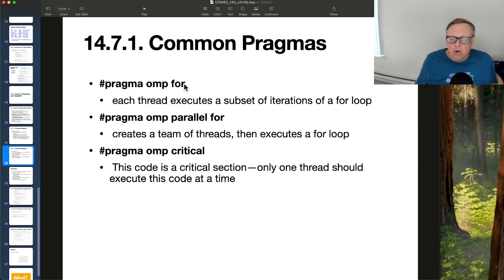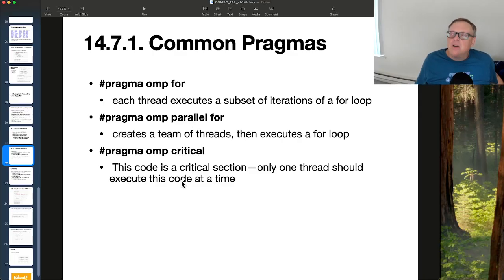Here's one that will do a for loop. And here's one that will make a parallel for loop. It'll create a team of threads and run a for loop. It doesn't, by the way, work for things like do while loops and stuff, just for for loops. And here's how you mark the critical section. This is the critical section. Only one thread should execute it at a time.